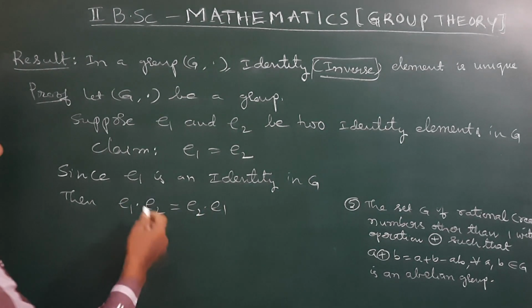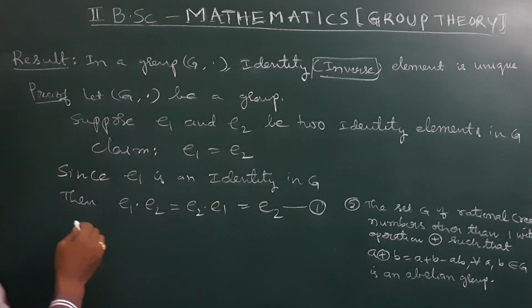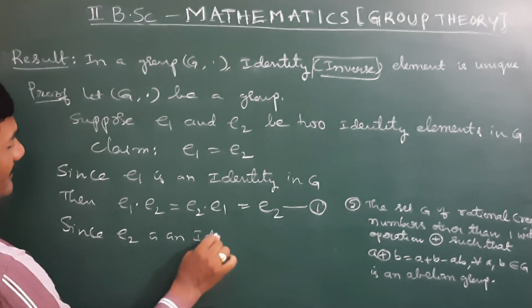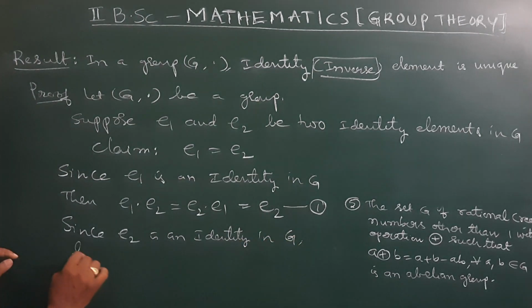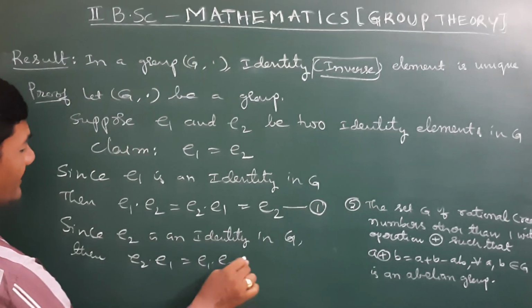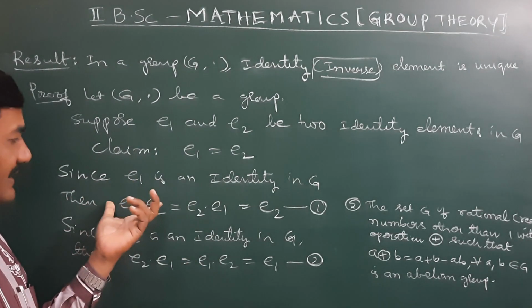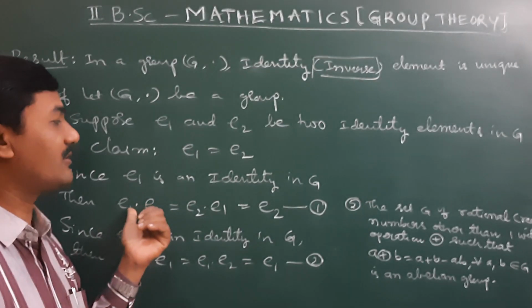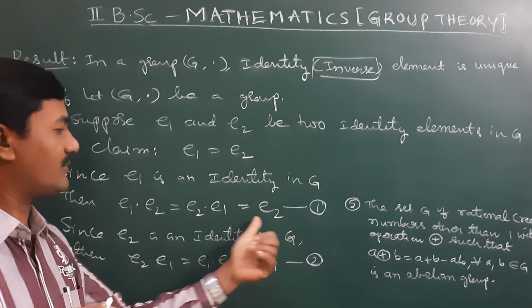E2 is an identity element in G, so E2 equals E2 only. This is equation 1. Since E2 is an identity in G, immediately E2 into E1 is equal to E1 into E2, which equals E1. This is equation 2 only. By the definition of the identity property, E1 into E2, that is A into E, is equal to E into A, which is equal to A only. That is, E1 into E2 or E2 into E1, both are equal to E2 only.